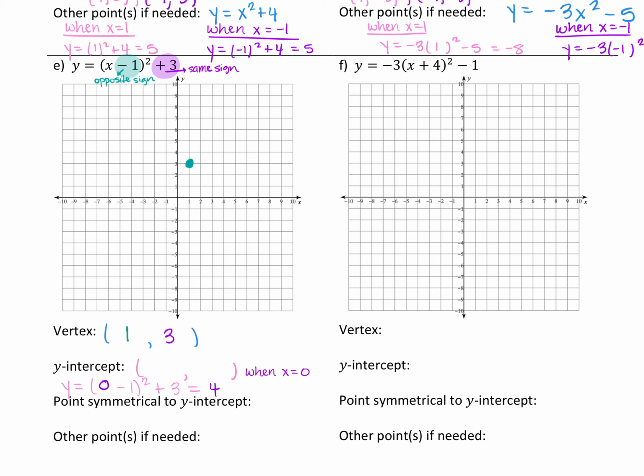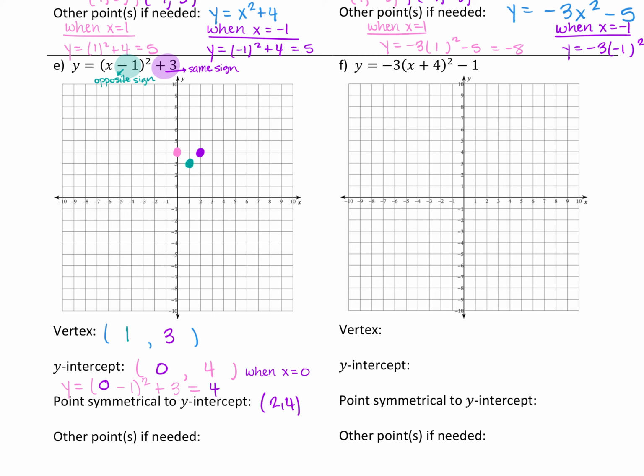So the y-intercept is 0, 4. So 0, 4 is the y-intercept. And then the point symmetrical to the y-intercept. So remember, the x value has to be the same distance. This is a distance of 1. And so then on the other side, a distance of 1 ends up being right here. The y value stays the same, and so the point symmetrical to the y-intercept is at an x value of 2 and a y value of 4.